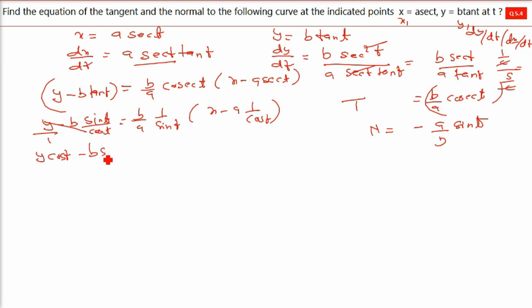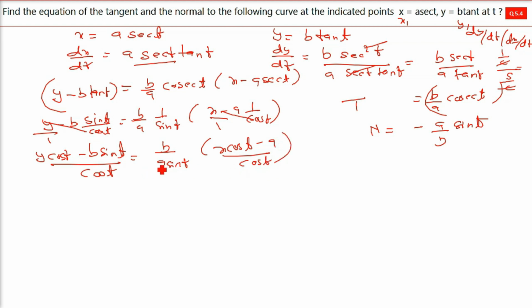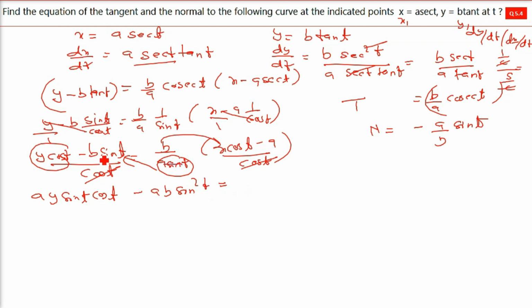So let us take the LCM now. On the left hand side, y cos t minus b sin t, and cos t will be in the denominator. This will be b by a times 1 by sin t, and this is x cos t minus a divided by cos t. You can cancel this cos t in the denominator. Since we have a sin t in the denominator on the right hand side, let us cross multiply. So you have to multiply a sin t by all this. So a y sin t cos t it will be. Now we multiply a sin t by b sin t. It will be a b sin square t. On the right hand side, we multiply this b inside: b x cos t minus a b.